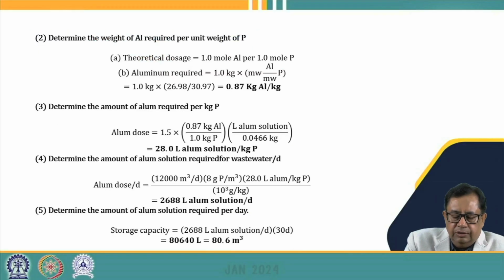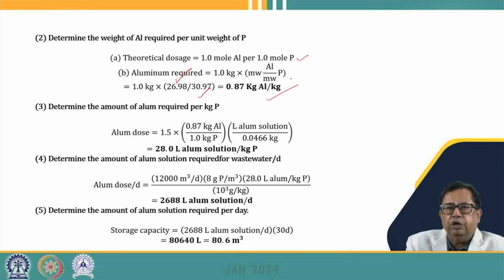Theoretically, if we are having 1 mole of aluminum per mole of phosphorus, we can calculate that the aluminum required will be nearly 0.87 kg. That is, we put in the atomic weight of the aluminum and the atomic weight of the phosphorus, and we can calculate that nearly 0.87 kg of aluminum is required per kg of phosphorus. But since the laboratory scale tests have shown that the ratio should be nearly 1.5, we calculate 1.5 multiplied by 0.87.